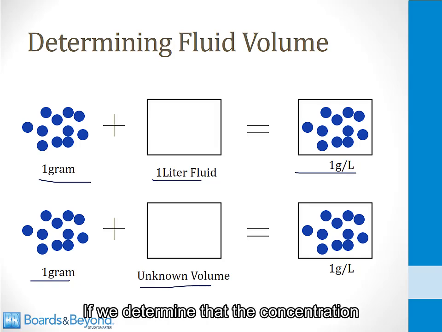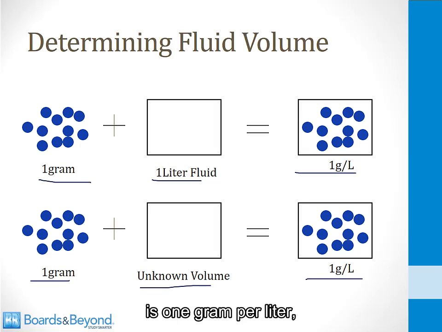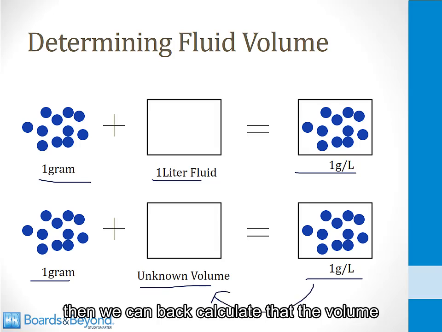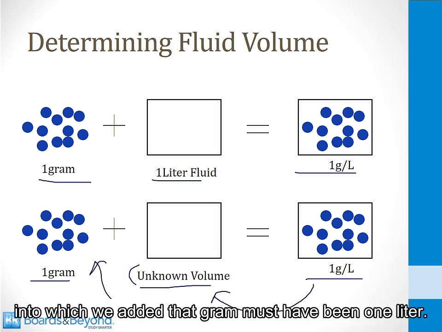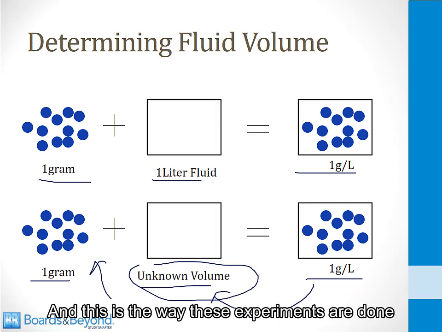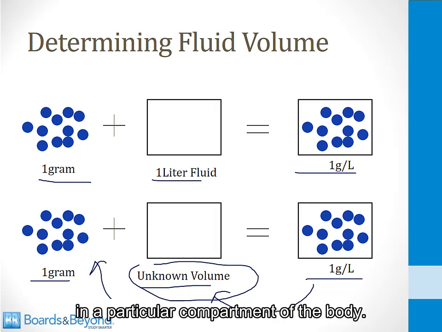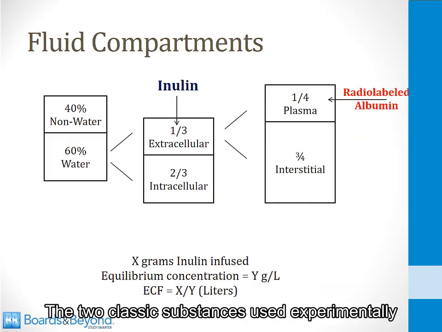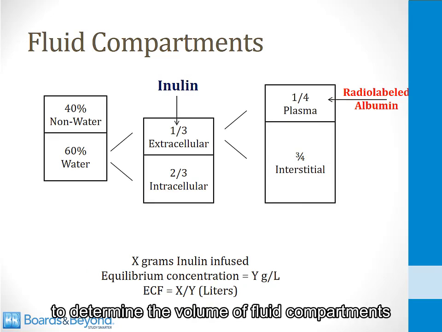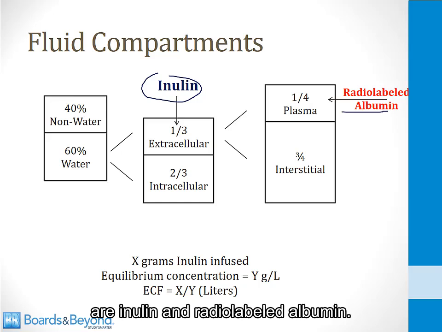If we determine that the concentration is 1 gram per liter, then we can back calculate that the volume into which we added that gram must have been 1 liter. This is the way these experiments are done to determine the volume of fluid in a particular compartment of the body. The two classic substances used experimentally to determine the volume of fluid compartments are inulin and radiolabeled albumin.